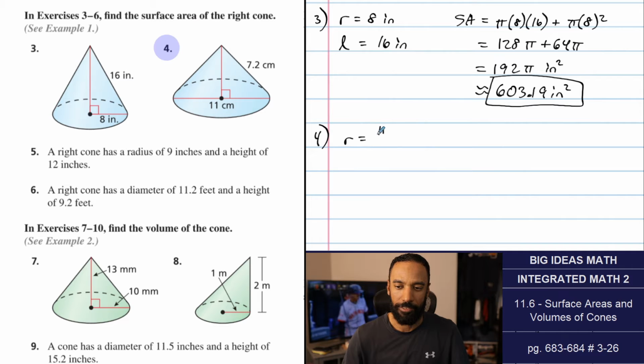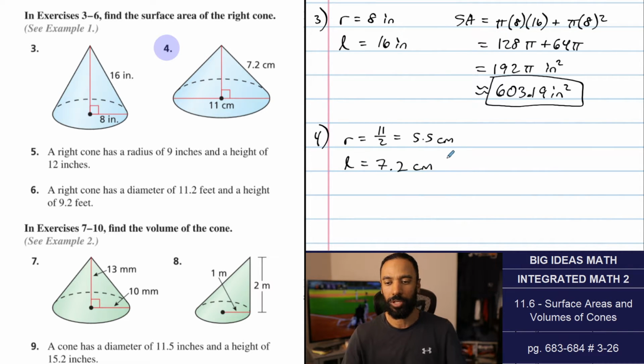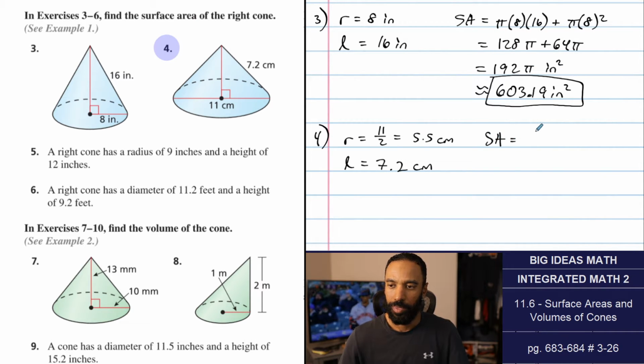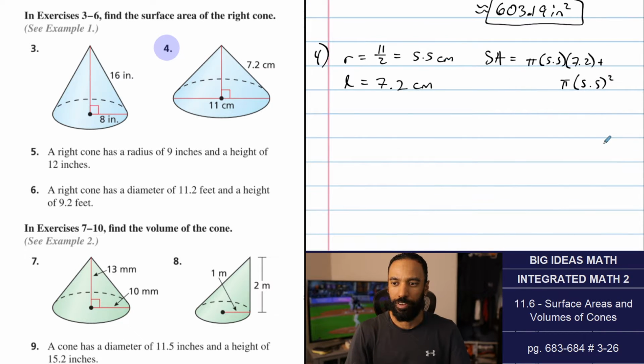Number 4, this time we have a diameter of 11. So the radius will be half of that, which is 5.5 centimeters. Not a very attractive value, and neither is this L of 7.2 centimeters. So we'll deal. I'll be working off the calculator pretty quickly here. Surface area is, in this case, pi R L, pi times 5.5 times 7.2, and that might be a clean number, we'll see, plus pi R squared.